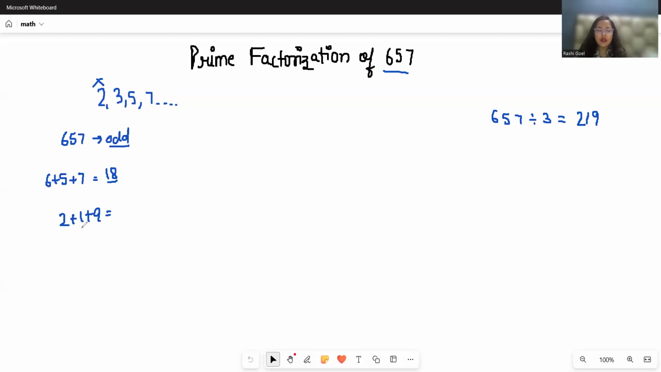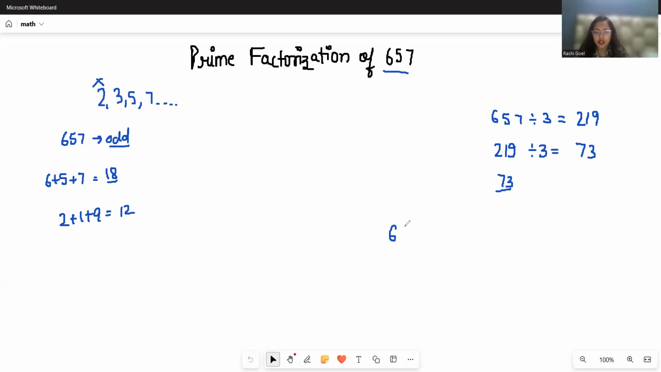2 plus 1 is 3, plus 9, 12. We can go with 3 again. 219 divided by 3 is 73: 3 times 7 is 21, and 3 times 3 is 9. Now 73 is a prime number, so we have to leave it here.